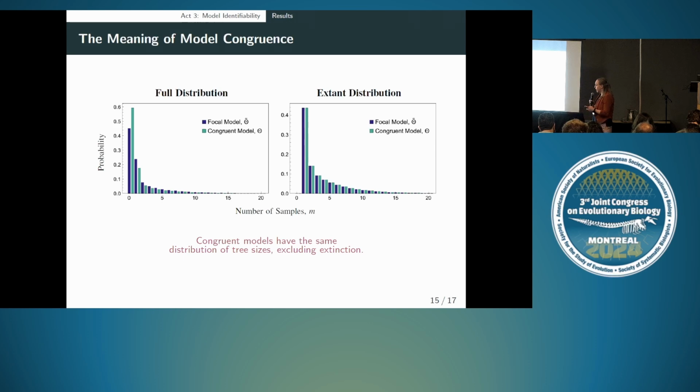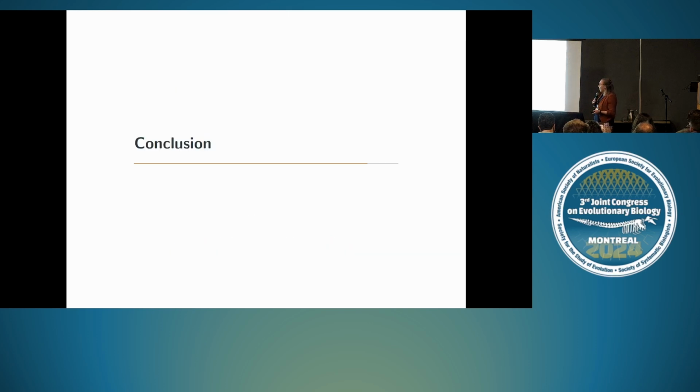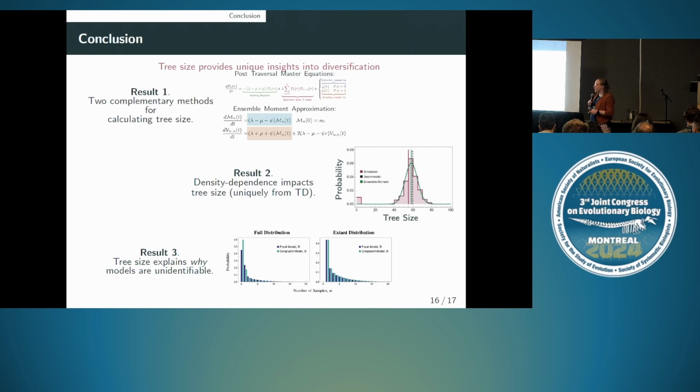So if we only consider the set of phylogenies that didn't go extinct, then we can't tell these two models apart. All right, so I think I'm running out of time, so I'll quickly conclude. I've talked about how we calculate tree size distributions, and that tree size can tell us different things than branching density in terms of density-dependent diversification. It can also give us insights into why different models struggle to be pulled apart, because they can only be differentiated by certain parts of the tree size distribution.